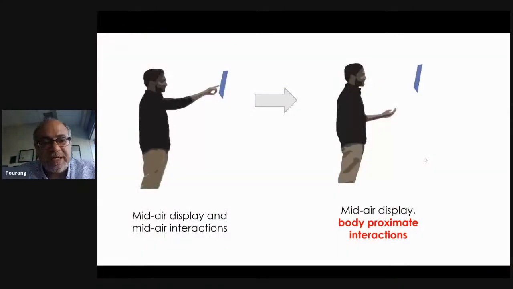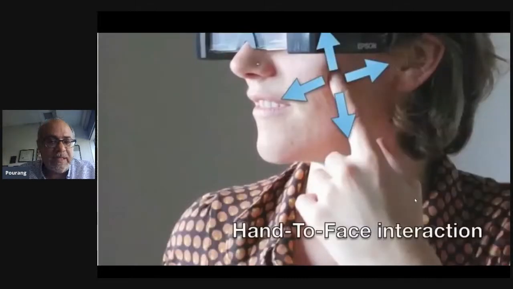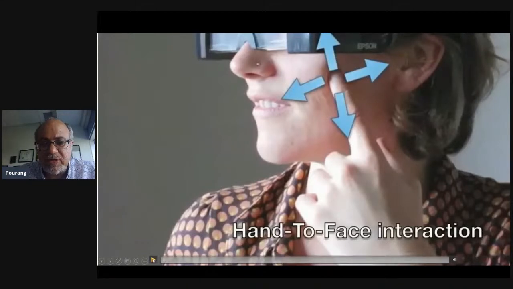Now we can think about mid-air displays and mid-air interactions. Well, what about mid-air displays, but body proximate interactions? So if some of the guidance is that perhaps these displays should be coming closer to our physical sphere for input, then that could be something interesting to explore. And so we looked at it in a number of different ways. This project here was done by Marco Serrano and colleagues and students when Marcos was a postdoc in my lab.